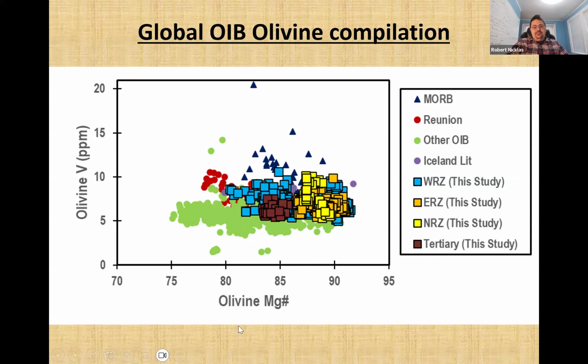And we see olivine MgO content versus olivine vanadium content. You'll notice that there is some overlap, but MORB ranges to much higher vanadium contents for a given olivine Mg number than OIB does. This is largely because of its more reduced signatures. OIB has lower vanadium content at a given Mg number, largely because it's more oxidized.